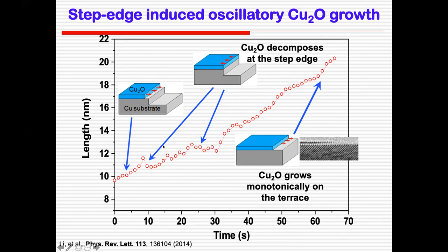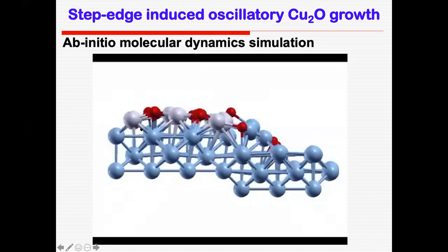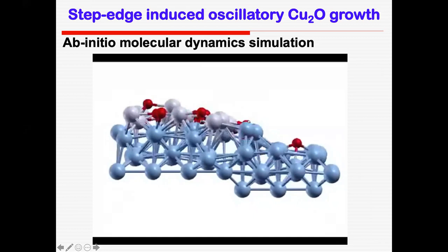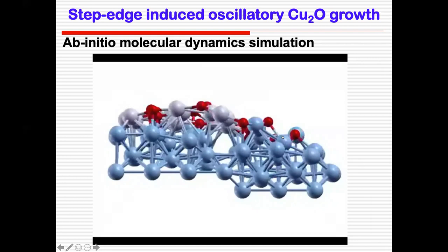So then we look at why it is like this. Here we did some MD simulation. Basically, we have the oxide layer and this is the atomic step, and here we have a lower terrace. And here you can see we have a chemisorbed oxygen. So we have this configuration and then we heat the structure at high temperature. Then we start to see the decomposition of the oxide at the step edge. So this means the decomposition of the oxide is induced by chemisorbed oxygen at the lower terrace.